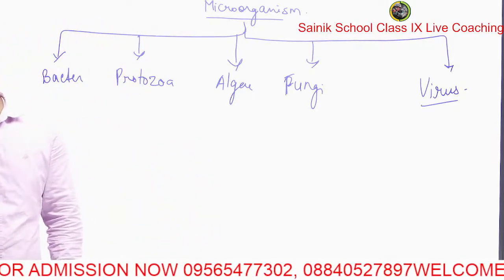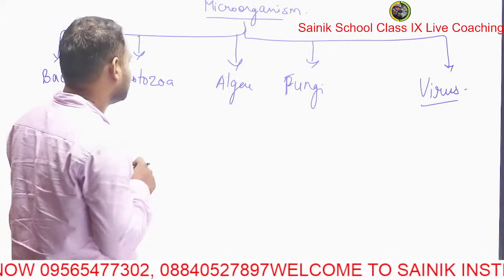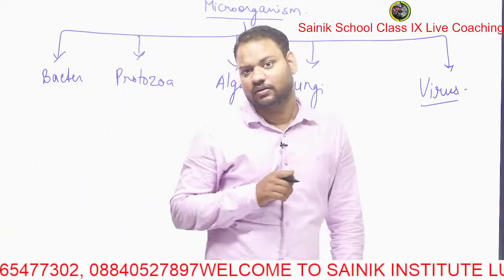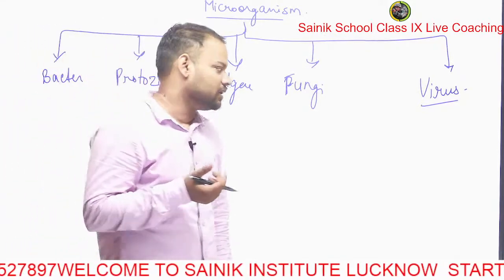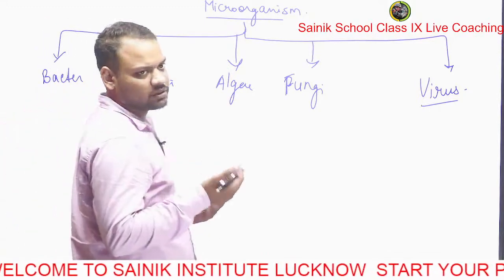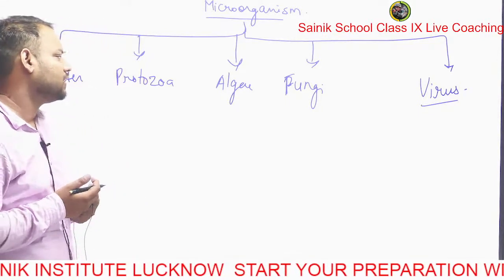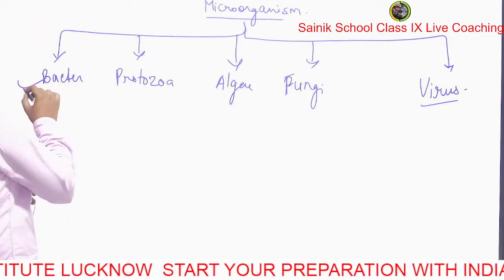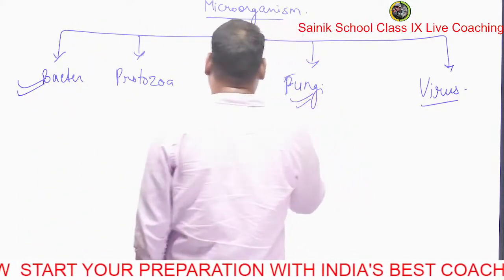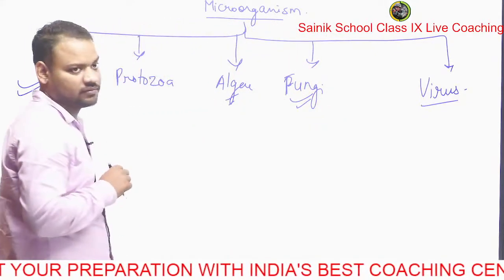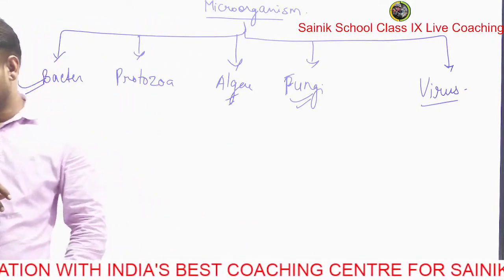So, first we will discuss bacteria. Before discussing, there is a most important point: microorganisms may be unicellular or multicellular. Multicellular means more than one cell and unicellular means made up of a single cell. Single-cell microorganisms are like bacteria, and multicellular ones like fungi and algae. They may be multicellular or unicellular. Now we will first study bacteria.